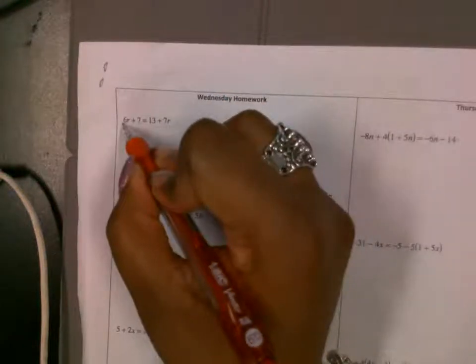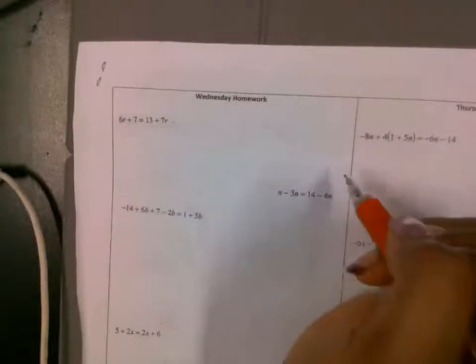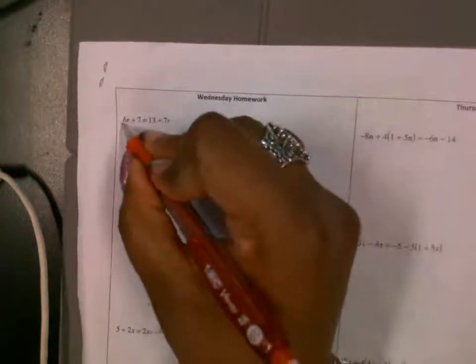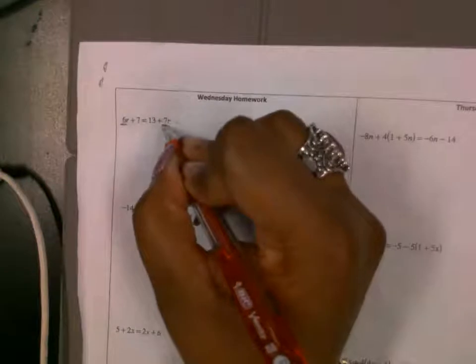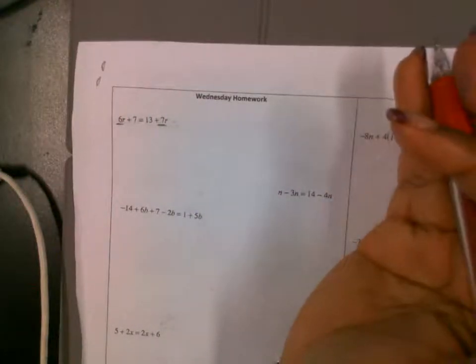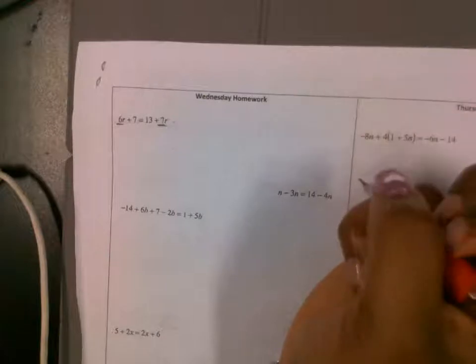I'm either going to move, please listen to what I'm saying because I'm going to keep saying the same thing over and over again until you get it, okay? I'm either going to move 6R or I'm going to move positive 7R. They're both positive. It doesn't matter which one I move, okay?